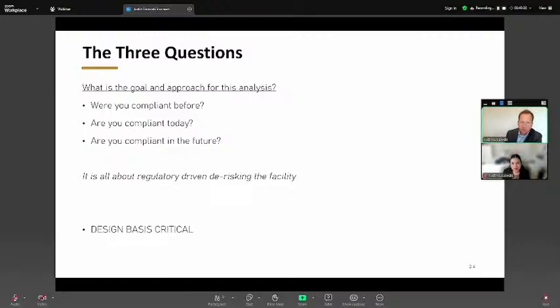So what are the three questions then as we go through this? What is your goal for this analysis? Were you compliant before this? Did you already pre-design it and you're just validating that we're bringing more wells on? Or are we just validating that our design still matches? Do you want to evaluate, are you compliant today? Maybe this is a facility that's already built and we're doing a post-appraisal, or we're doing a true greenfield design for being compliant in the future.